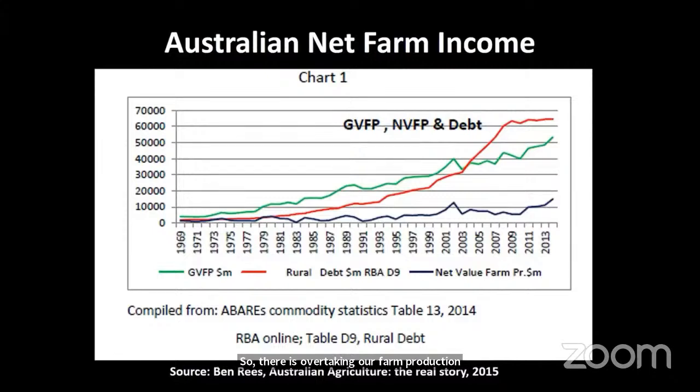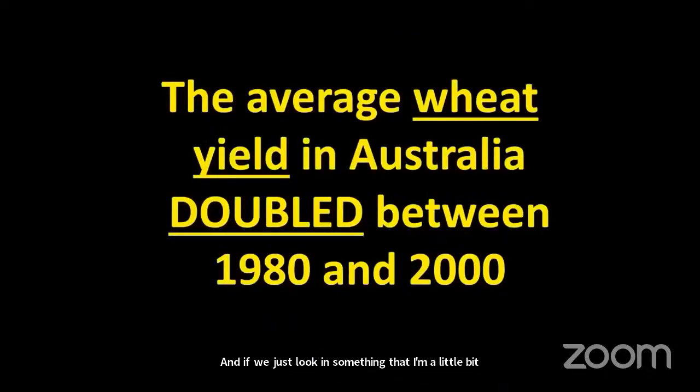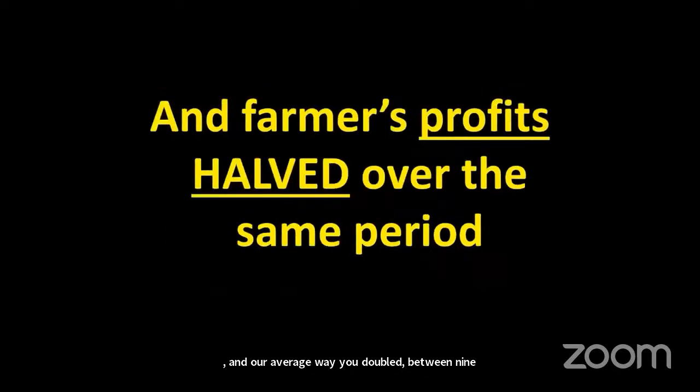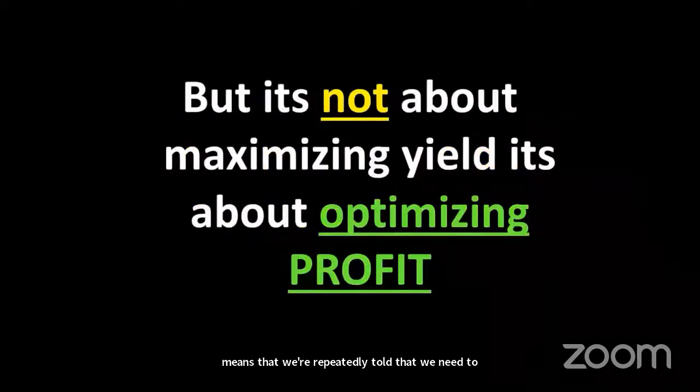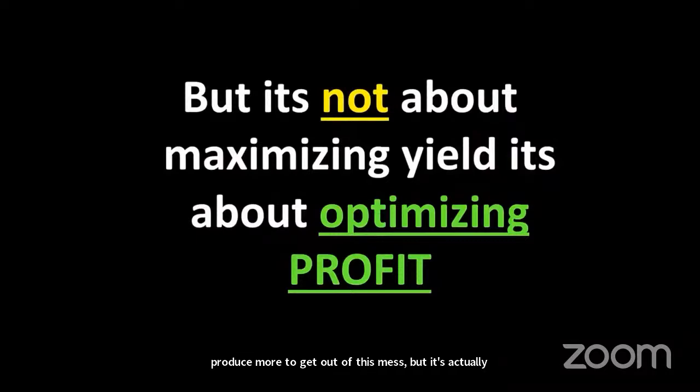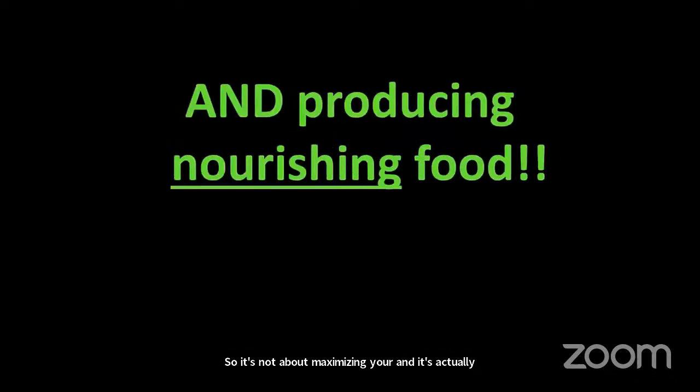And if we just look at something that I'm a little bit more familiar with, we grow a lot of wheat in Australia, and our average wheat yield doubled between 1980 and 2000, and in that same period, farmers' profits halved. So I'm not pointing the finger at the United States by any means. Now, we're repeatedly told that we need to produce more to get out of this mess, but it's not about maximising yield, it's actually about optimising profit. And we have to regenerate the resource base, and we want to be producing nourishing food.